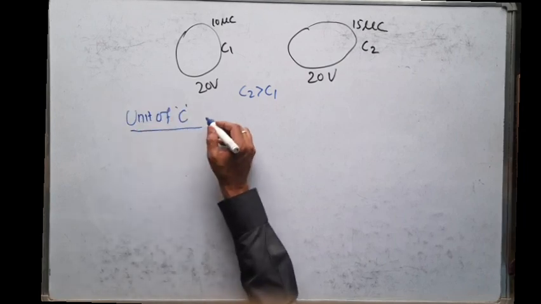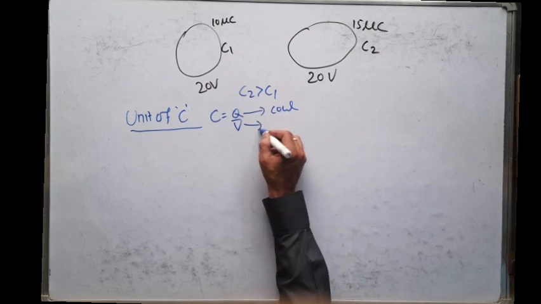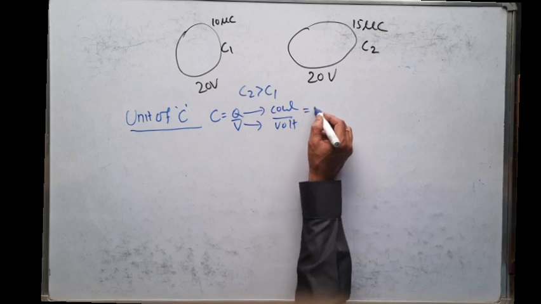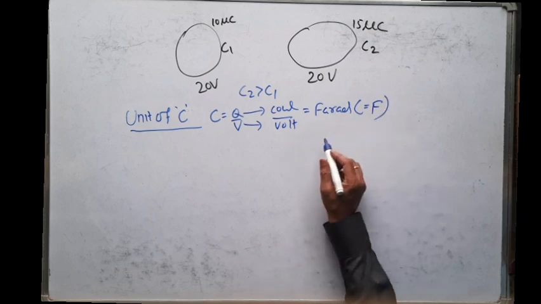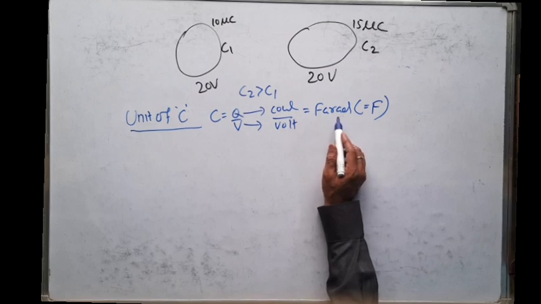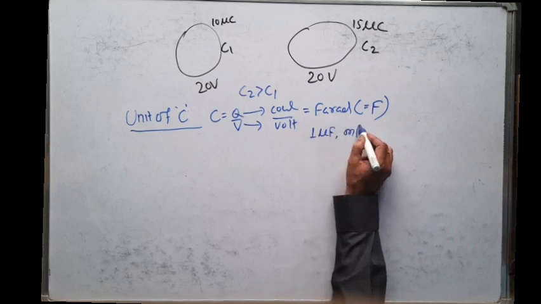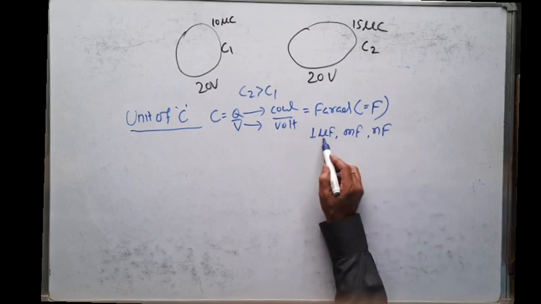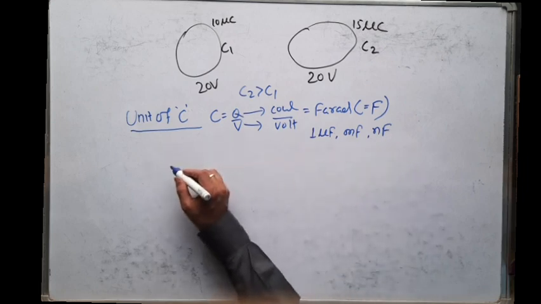Unit of capacitance. You know C is equal to Q by V. So in the SI system, the unit of charge is coulomb, the unit of potential is volt, and coulomb per volt is called farad. The symbol of farad is F. Generally the farad is a very big unit of capacitance, so we use microfarad, millifarad, nanofarad. Micro means 10 to the power minus 6, milli 10 to the power minus 3, nano 10 to the power minus 9 farad.